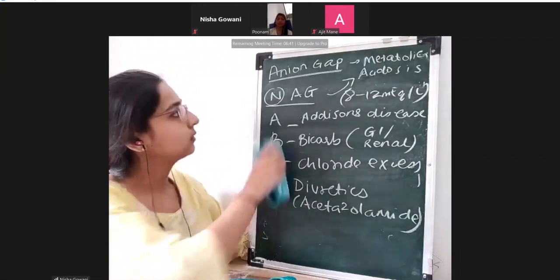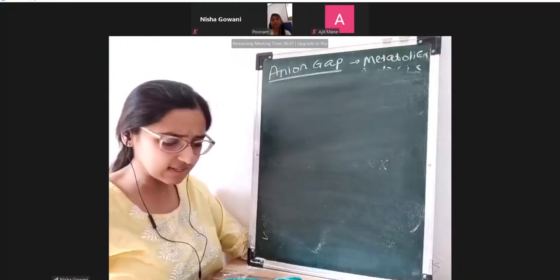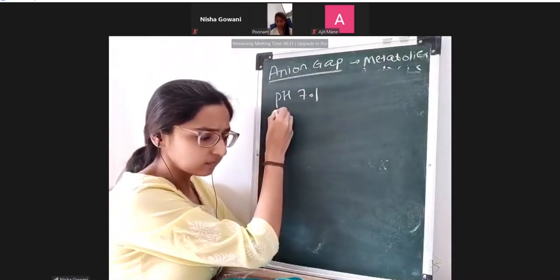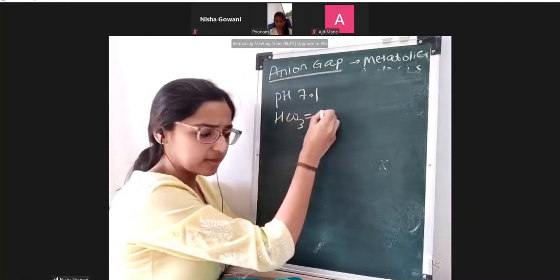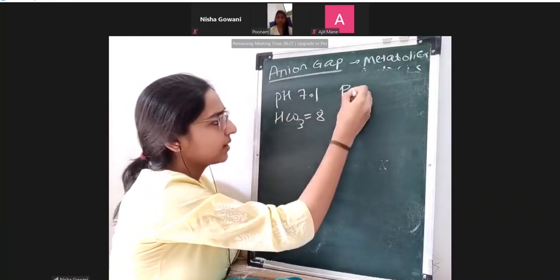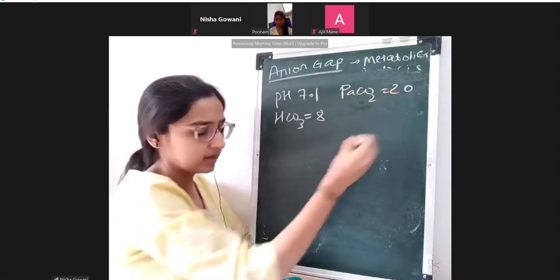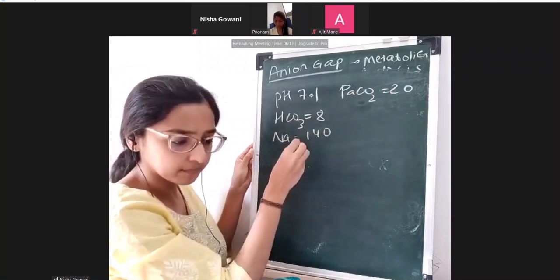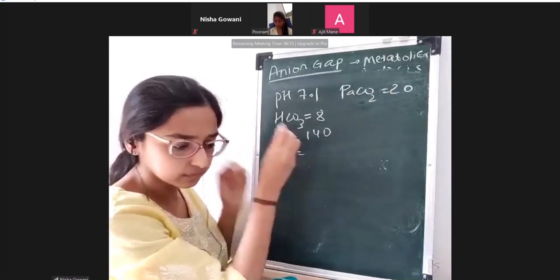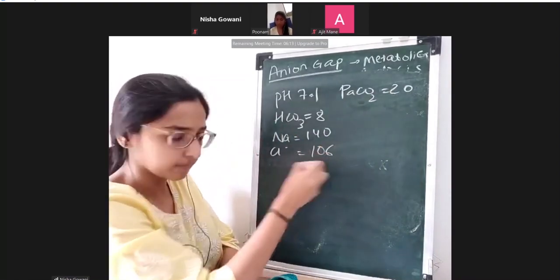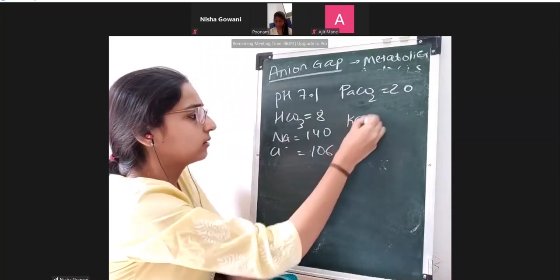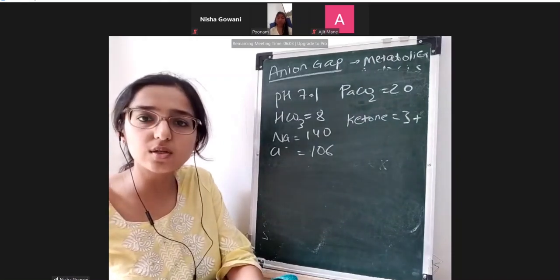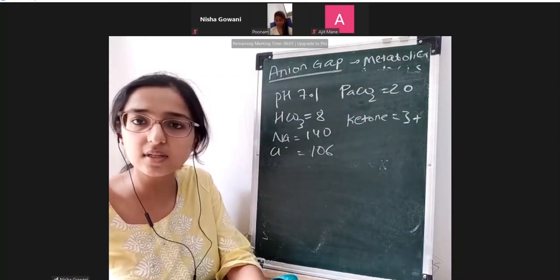Okay. So in this example, pH is 7.1. The patient's bicarb is 8. The PaCO2 is 20. I'm not putting the units. The sodium is 140. Chloride is 106. And ketones are 3+. Okay. So this is a patient with poorly controlled insulin-dependent diabetes mellitus and he has missed his insulin. For 3 days he has not taken it.